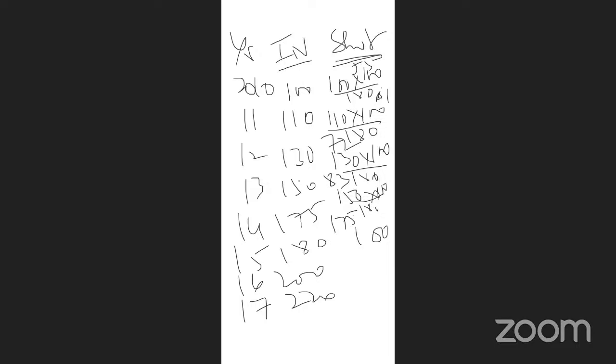175 into 100 divided by 180 is 97.2. Now 200 into 100 divided by 180 is 111. And 220 into 100 divided by 180 is 122. Yes. So this is how base shifting is supposed to be worked out.